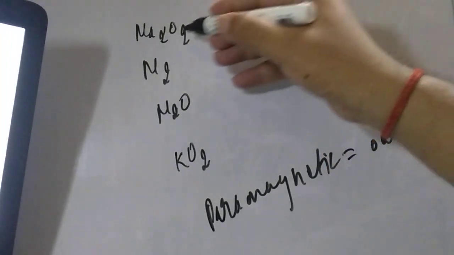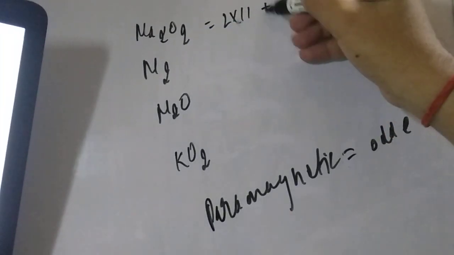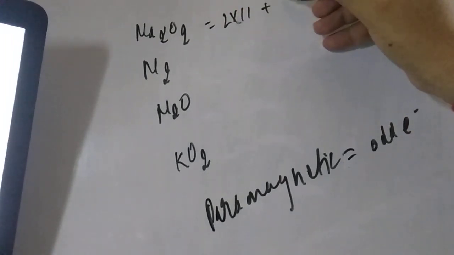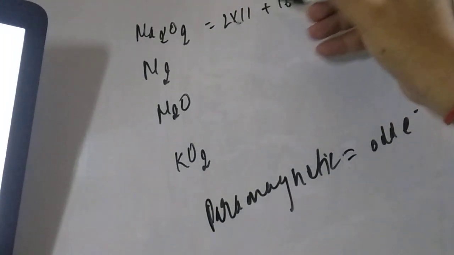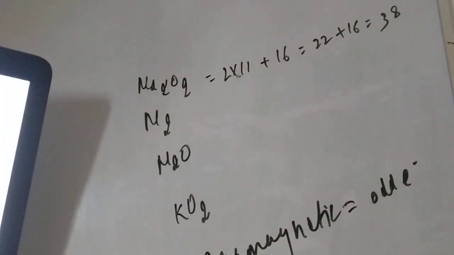You take out the total electrons. Sodium is 11 into 2, plus oxygen. Oxygen is how much? 8 into 2, that is 16. You add up: 22 plus 16. How much is coming? That is 38. This is an even number. The first option is even.